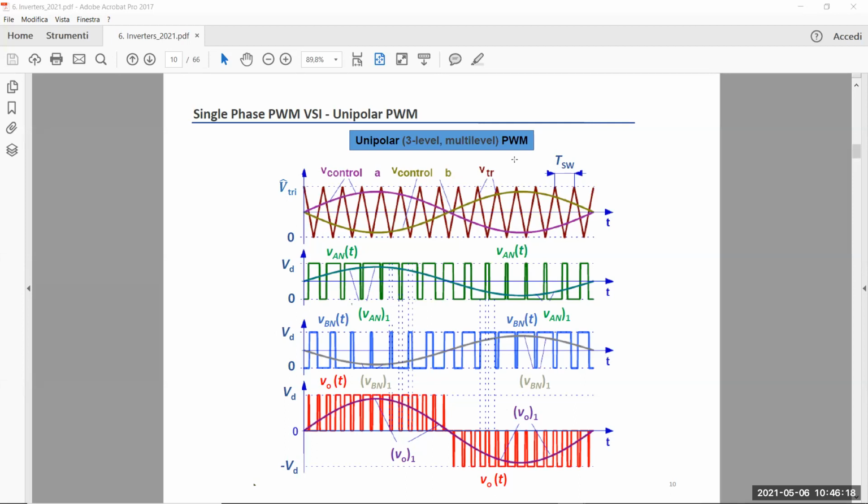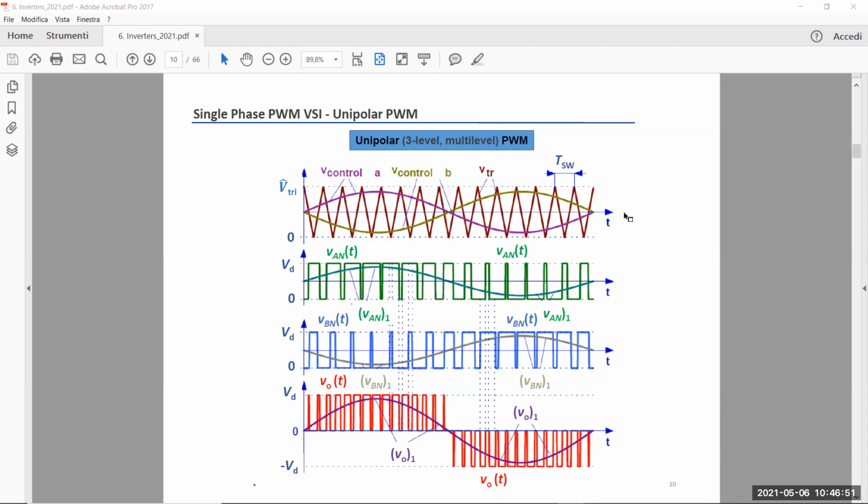Because this slide shows you, for example, what happens for the unipolar pulse width modulator. This is the behavior in the waveforms for the modulator, where we have the triangular waveform, VTR, and the two control voltages for the leg A and the leg B, the unit switching function, and the output voltage.